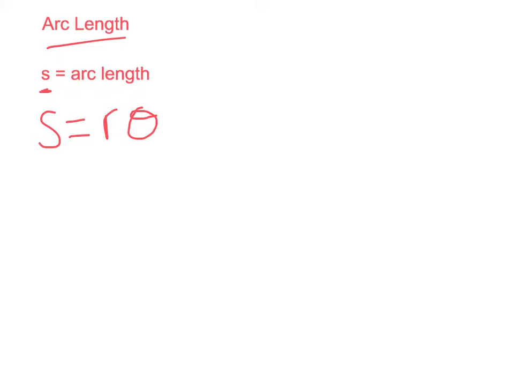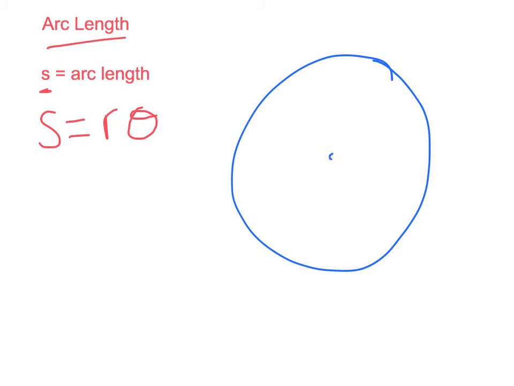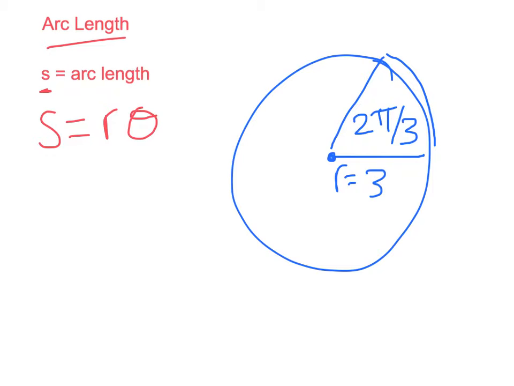Okay, so I'm just going to draw a circle. This circle has a radius of 3, so R equals 3. And then it has a central angle of 2 pi over 3. So this isn't exactly drawn to scale, but we are going to find S, which is this arc length here, S.